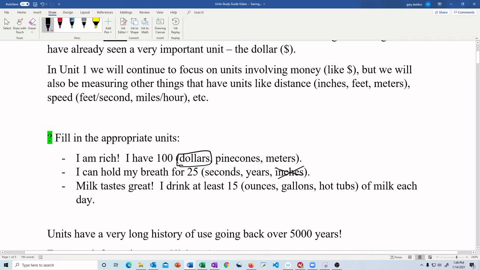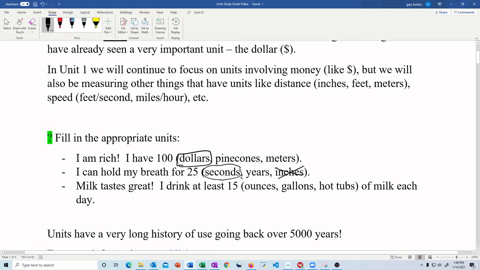Think about how long you can hold your breath. 25 seconds is a lot more reasonable than 25 years. You're not going to be able to hold your breath for 25 years. So we're going to pick seconds here. Sometimes it's not only what the sentence is telling you, you have to think about what answer really makes any sense at all, even if another one technically fits time as your measurement.